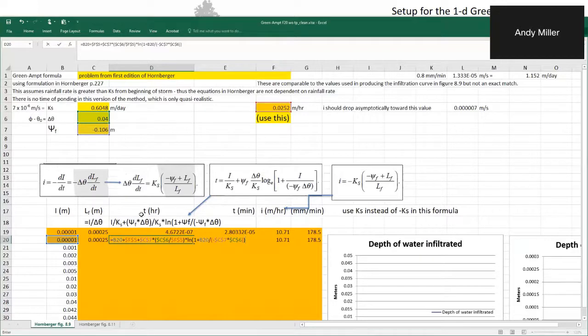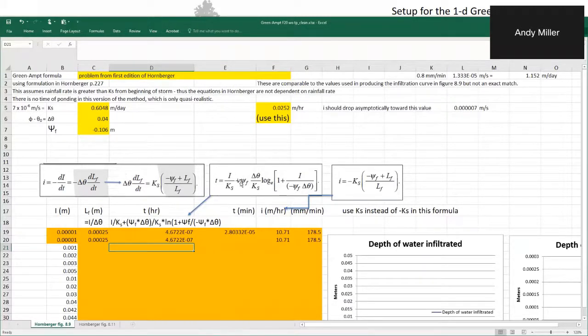Let's see if that solves it. I got a different number, so I must have done something wrong. So let's see what's wrong here. So B20, that's correct. But you know what? I didn't multiply. I added it to K sub S. So it's got to be times. I just hit the wrong character. Oh no, it's divided by, not multiplied by. Divided by K sub S. Now let's see what we get. And I got the right answer. Okay.